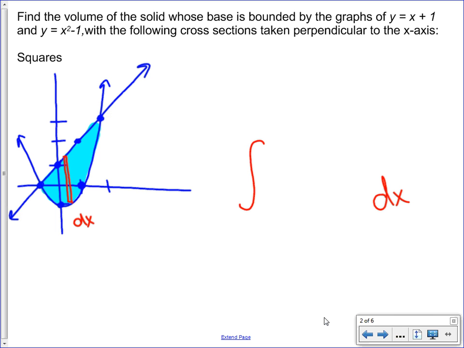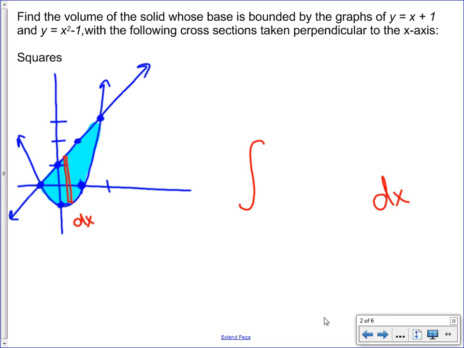Okay? So now, what do we do with that reference rectangle? That reference rectangle is the base for our cross-section. What is our cross-section? Squares. Squares. Okay? So basically, we have a square sitting there that's popping out of the page. So let's talk first about what is the length of that rectangle.